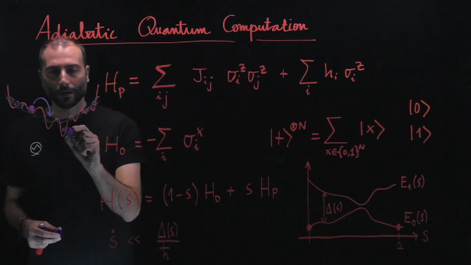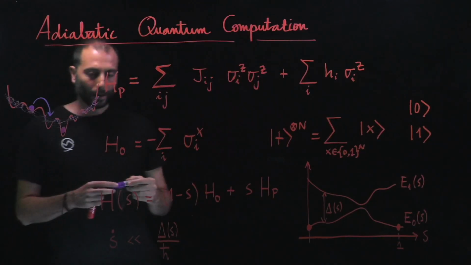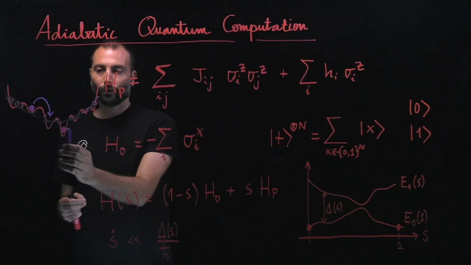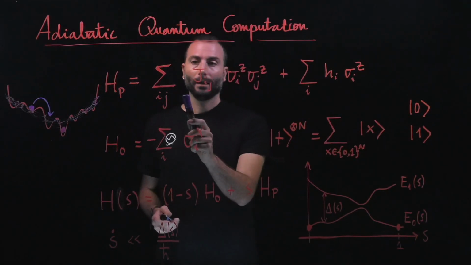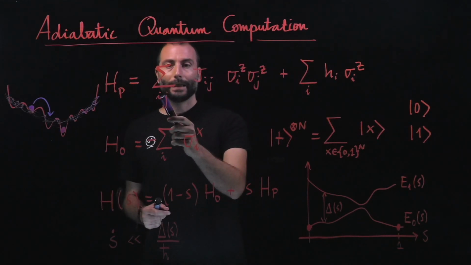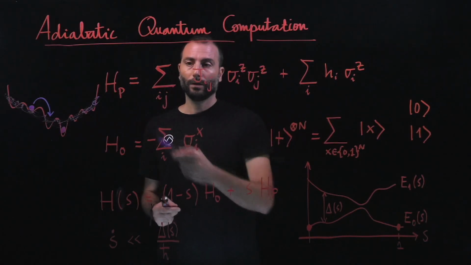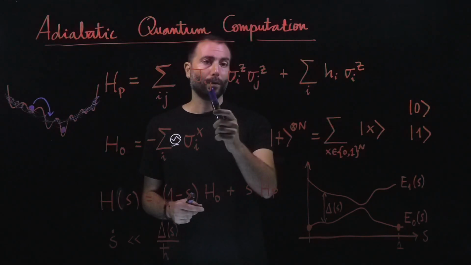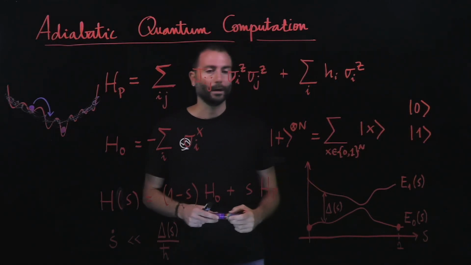We finish the annealing process, and the solution is just a single bit string. And notice that this Hamiltonian only contains sigma z, and therefore all the elements of its basis, all its eigenstates, are product states in the computational basis: 0, 0, 1.